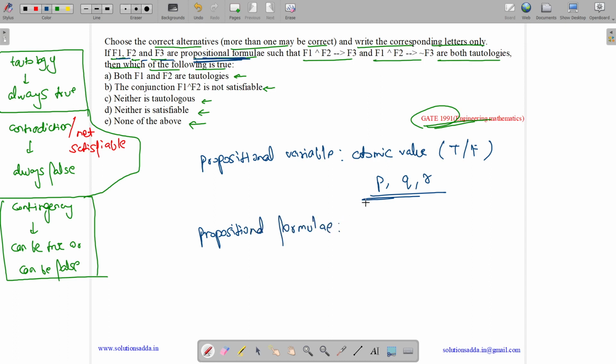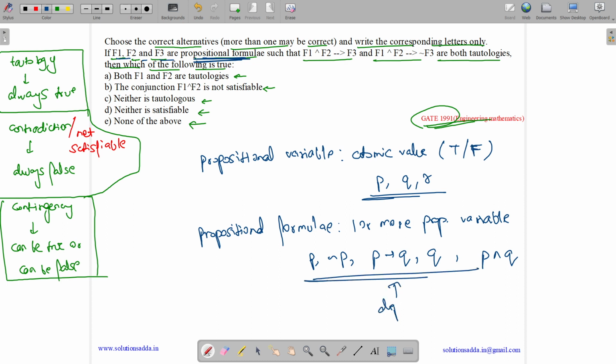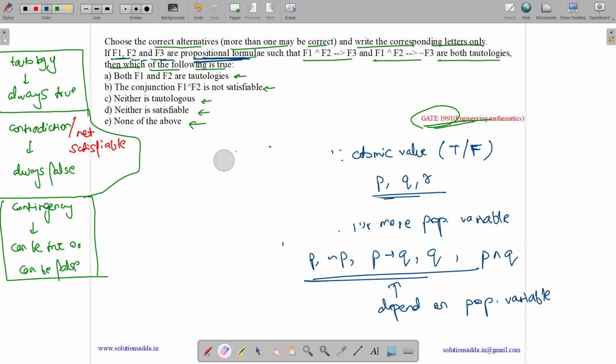It is a combination of one or more propositional variables connected by some symbols. Like P is also a propositional variable. Negation of P implies Q, P and Q. All these are propositional formulae. They have atomic values. Propositional variables have atomic values, and their values depend on propositional variables. Okay. Now let us see what this question is saying.